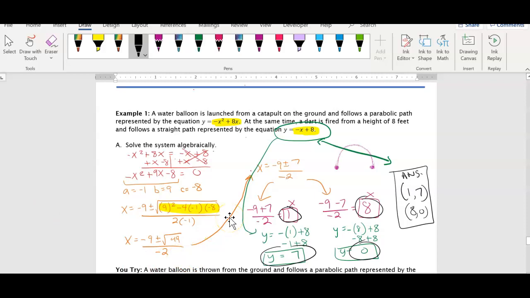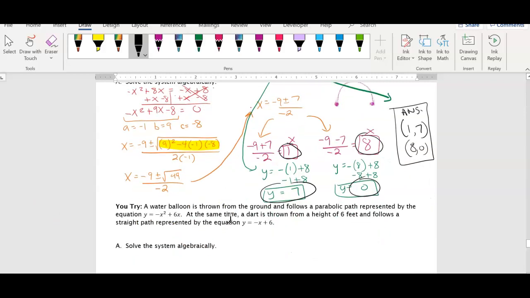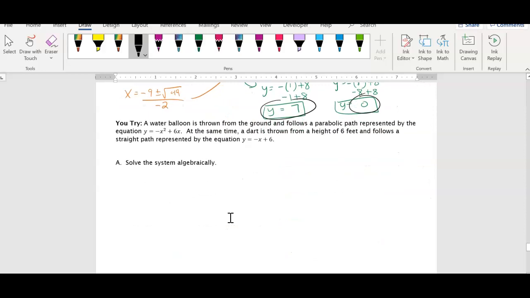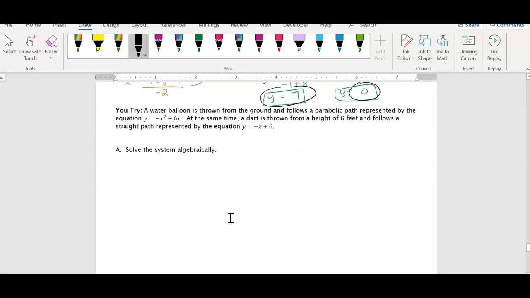So we're going to try a few more problems. Again, same stuff from the last lesson, just in word problem form. Okay, another water balloon/dart problem. So again, the water balloon is thrown from the ground and follows a U shape, and then the dart is thrown from a taller height going downwards. And that's why you have those negatives there. So I'm going to highlight the two equations that I'm going to be setting equal to each other. And I'm going to start by writing negative x squared plus 6x equals negative x plus 6.